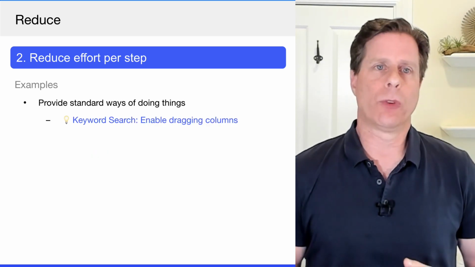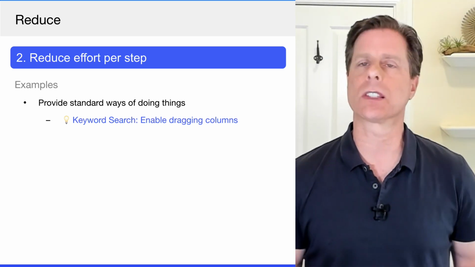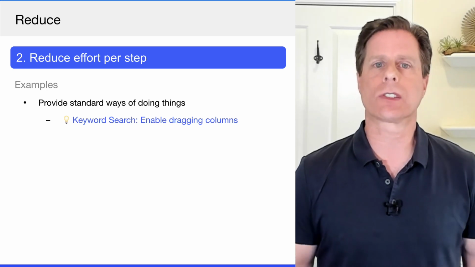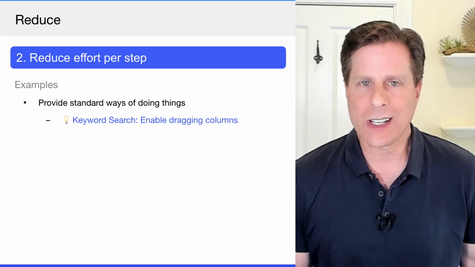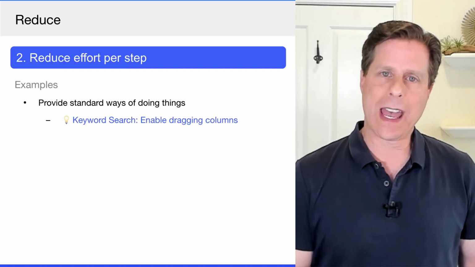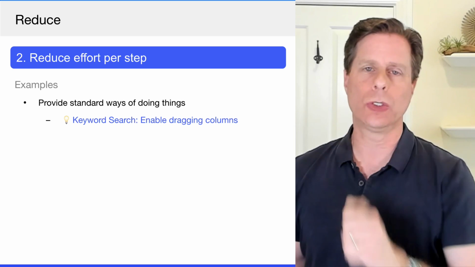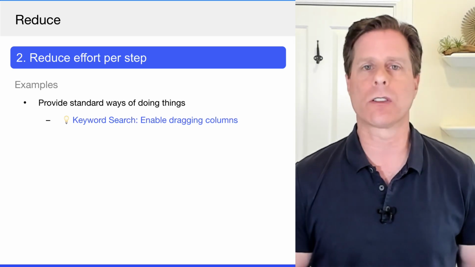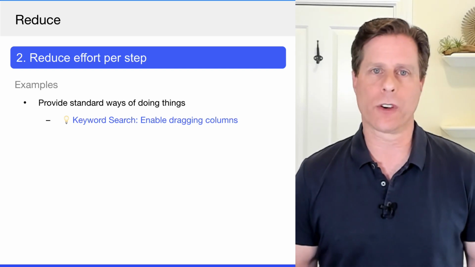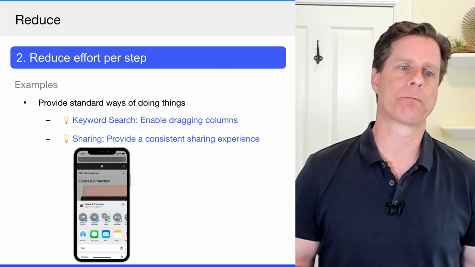Another example of what you can do to reduce the effort is just to provide standard ways of doing things. So, for example, when we look at keyword search, a request we often get from users in user studies is, can I just drag the column from the column list on the left into the search bar? And we currently don't allow that. So people find that a little confusing at first. So if we were to enable that, it might make it a little easier for them.